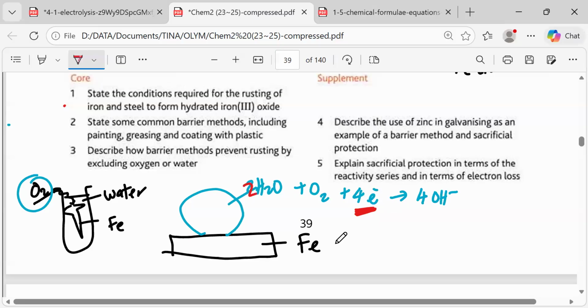Where do they get the electrons from? From iron. They force iron to release electrons. The moment iron starts releasing electrons, iron has started to rust. Rusting started. From Fe become Fe2+. Remember, rusting is not becoming brown color yet. Rusting is just iron releasing electrons.